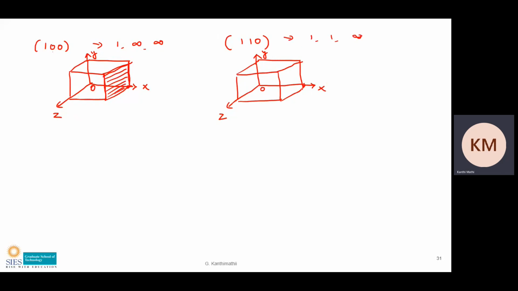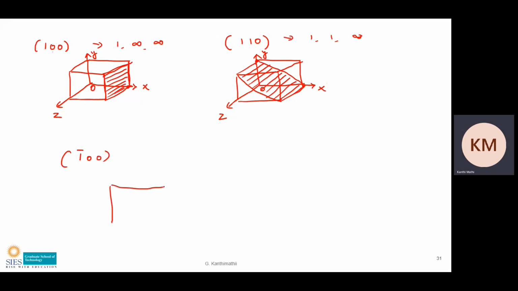So x it is cutting at one point, y also it is cutting at one point. So I have a line along the back face. Now I need to draw a line opposite to this line in the front face. So this is my 110. Okay. Now let's have another example with the bar 100.